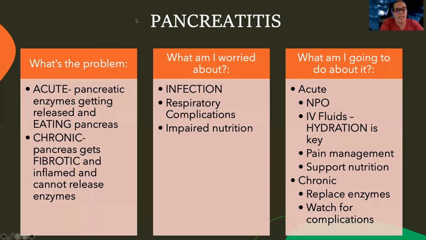Let's talk about pancreatitis. There's acute pancreatitis, where pancreatic enzymes are getting released and eating the pancreas. Then there's chronic pancreatitis, where the pancreas gets fibrotic, really thick and hard, and it doesn't have the same functions because the tissue is all fibrotic. It gets inflamed and it cannot release enzymes.